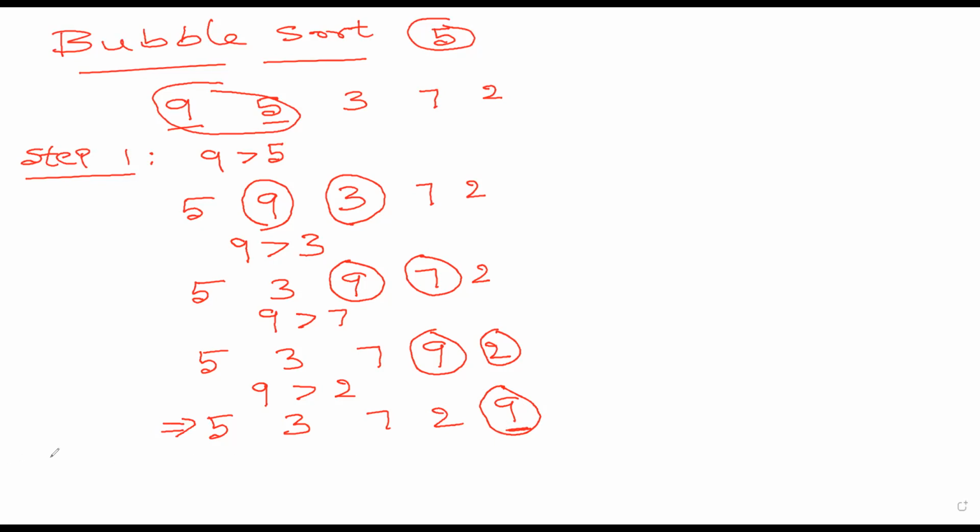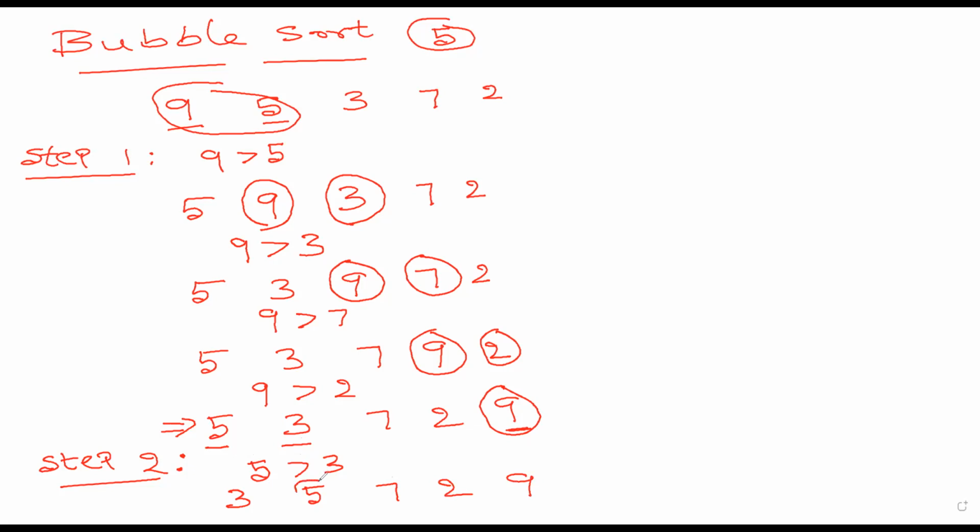Now we'll start step 2 in the bubble sort algorithm. In step 2 we also proceed with the same logic, and we start from the 0th position. In the 0th position, what we have? 5. In the first position, what we have? 3. Here the 0th position element is greater than the first position element, so we need to swap those two. So 3, 5, 7, 2, 9 after swapping. The 0th element and first element comparison is over.